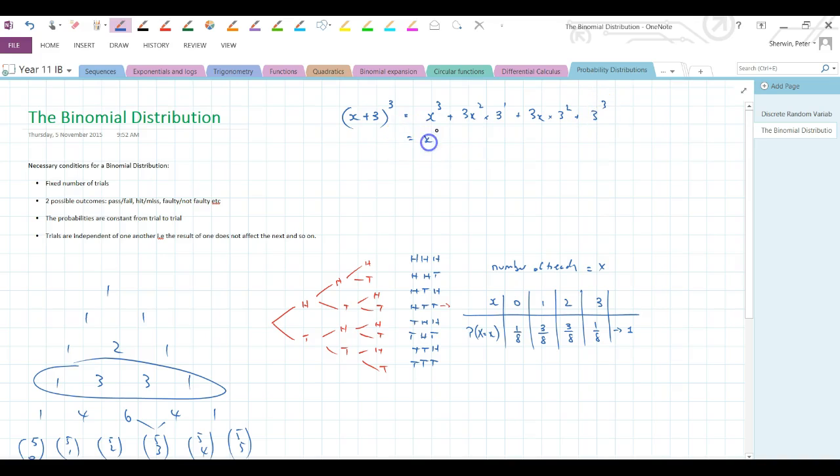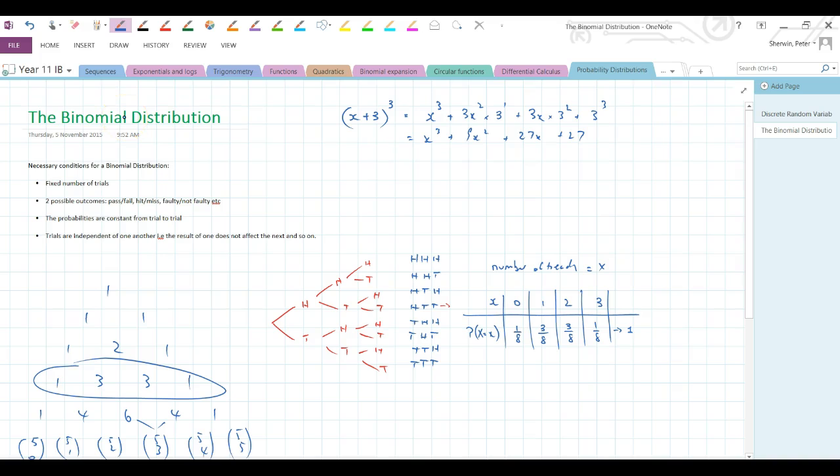And so we'd go on, and this would be 9x squared. This would be 9 times 3 is 27x. Plus 27, and we've expanded. Okay, really useful when the powers are higher, and we could target certain things. But this was a binomial expansion.